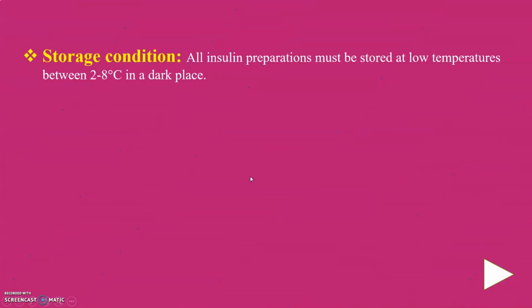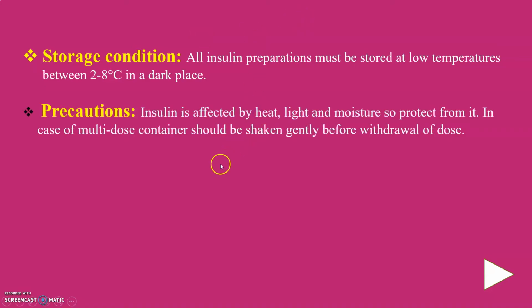Now the next and the last point of today's discussion is the storage condition. Generally, insulin is stored at low temperature, between 2 to 8 degrees Celsius, but always remember it is stored in a dark place. Now, what precautions should be taken during the handling, storage and use of insulin? Generally, it is affected by heat, light and moisture, so it is very essential to protect it from heat, light and moisture.